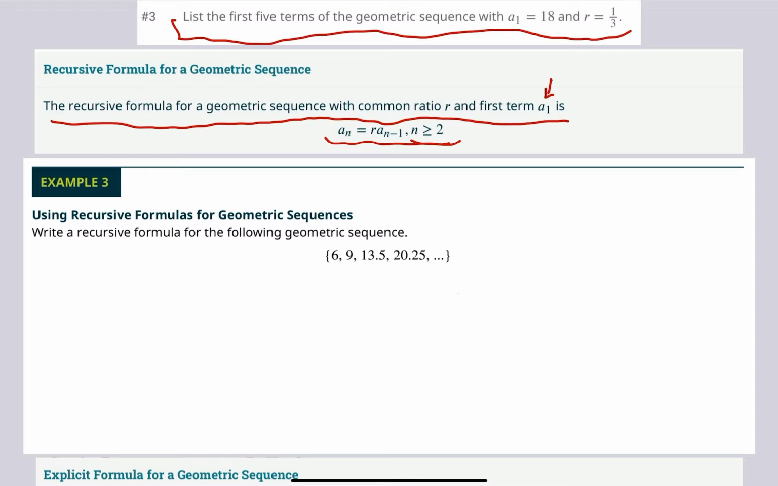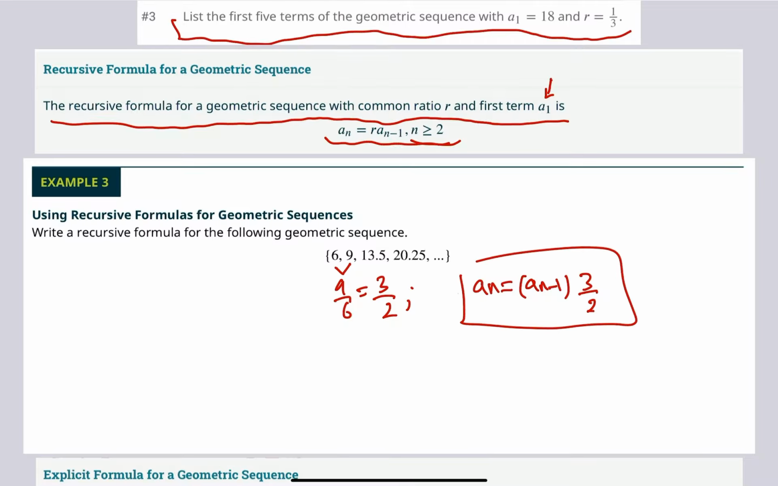So let's say we have 9 divided by 6, which equals what? 3 over 2, which is simply 3 halves. And what do we have in this case? a_n equals, well, I would suggest you do a_(n-1) multiplied by 3 over 2. Doesn't matter which order you write it, but that's it. And this is not a parentheses, my bad. It's a_(n-1) multiplied by 3 over 2, okay?